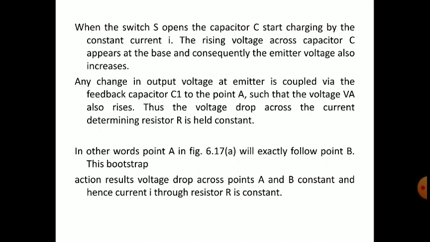Next point, in other words, point A in the figure will exactly follow point B. That means if there is an increase, the difference will be the same. If VA increases, VB increases. If VA decreases, VB decreases. Actually, if VB increases, VA increases; if VB decreases, VA also decreases. This bootstrap action keeps the voltage drop across points A and B constant. Hence the current I through resistor R is constant.